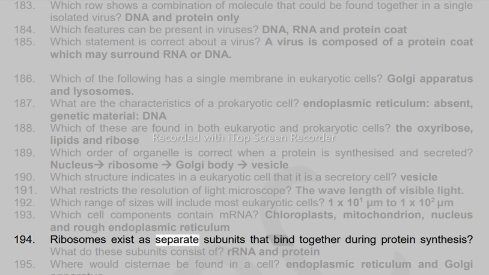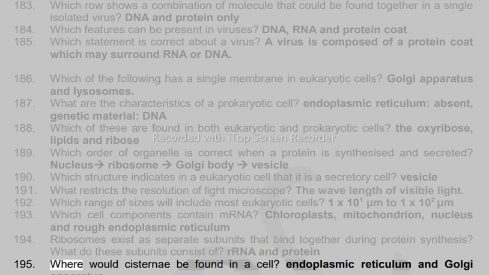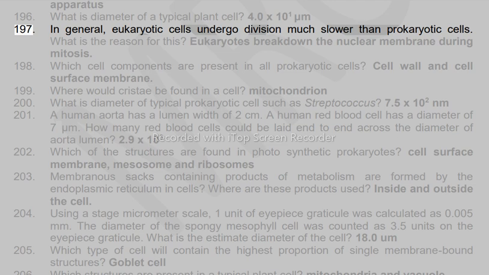194. Ribosomes exist as separate subunits that bind together during protein synthesis. What do these subunits consist of? RNA and protein. 195. Where would cisternae be found in a cell? Endoplasmic reticulum and Golgi apparatus. 196. What is the diameter of a typical plant cell? 4.0 by 10^1 micrometers.